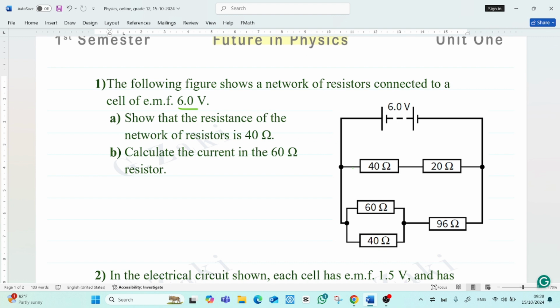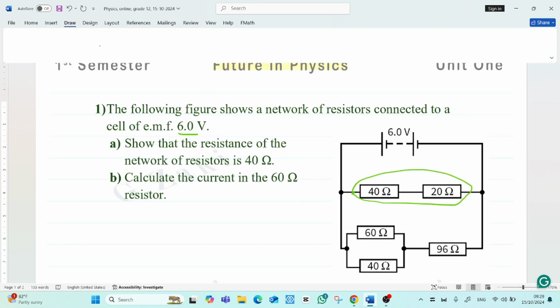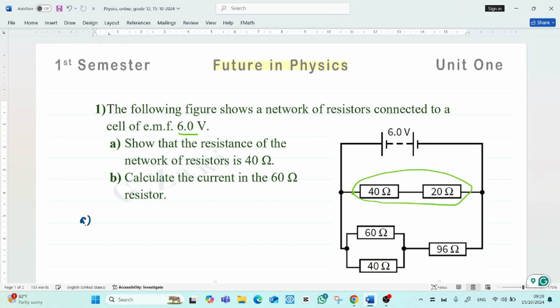Now, first of all, 40 and 20 are connected in series. Then we find R total of them. This is part A. The total resistance of 40 and 20, let this be denoted by RT1. RT1 of 40 and 20, because they are in series, is 40 plus 20 equals 60 ohms. Then you can replace this by 60 ohms.